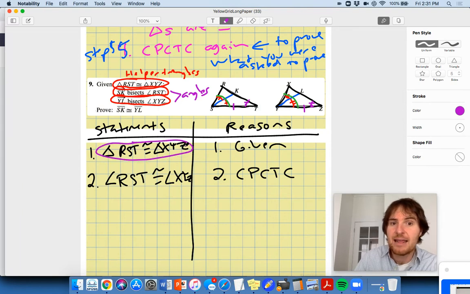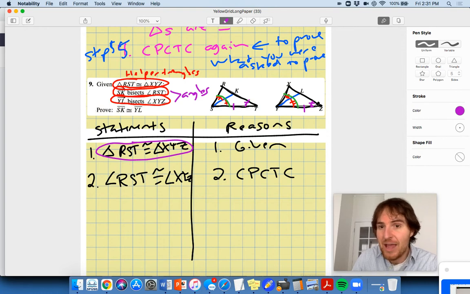Angle T and angle Z correspond to one another. Look at that, and the congruent triangles given to us. These are congruent, okay? ST and YZ, those correspond to one another. Look at that, ST and YZ. So here we have AS, and here we have AS.